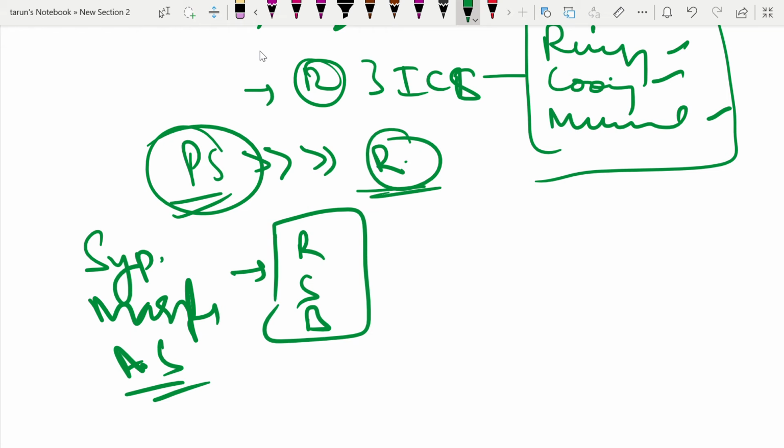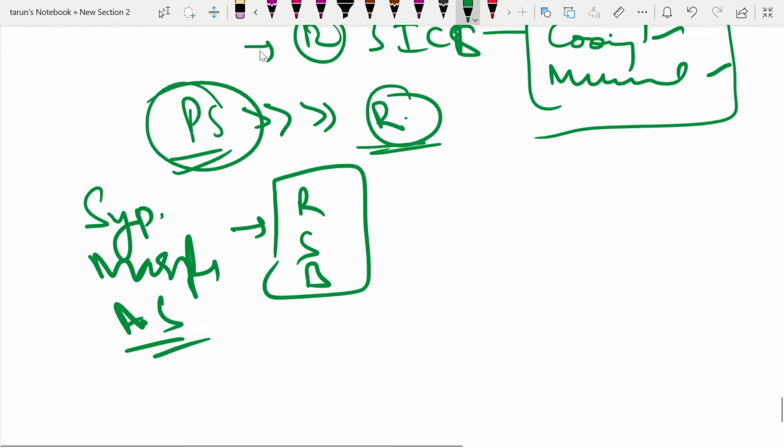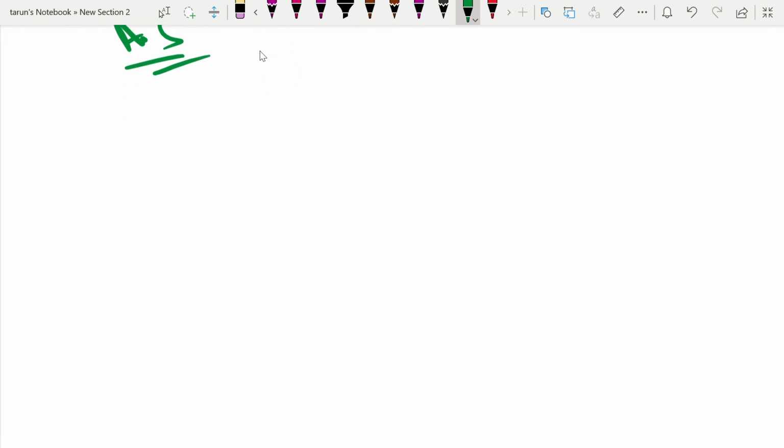Then in atherosclerotic aortic regurgitation, the A2 is ringing in quality. The A2 will be ringing in quality. So these are the features of syphilitic aortic regurgitation. Then comes another very important question. We'll discuss that now.